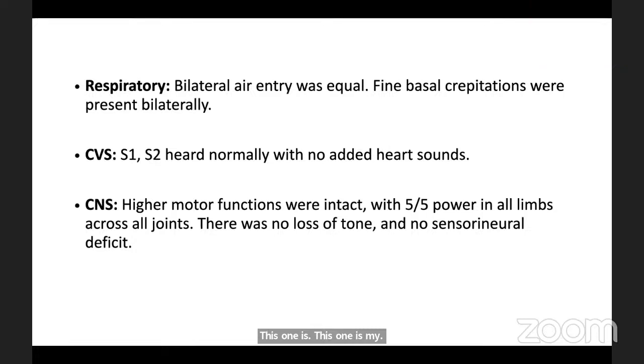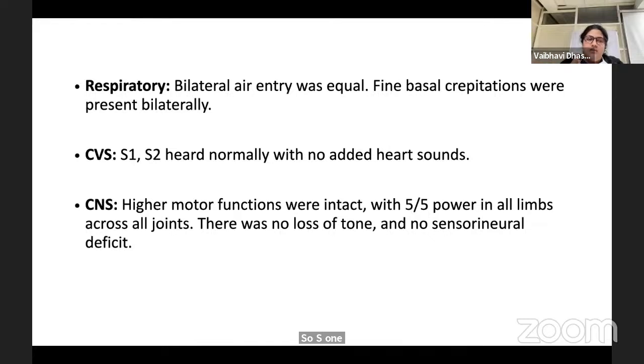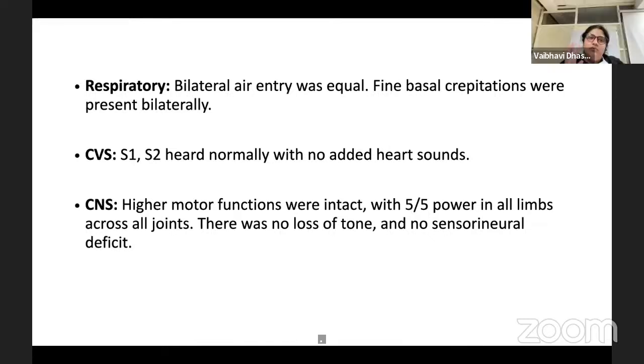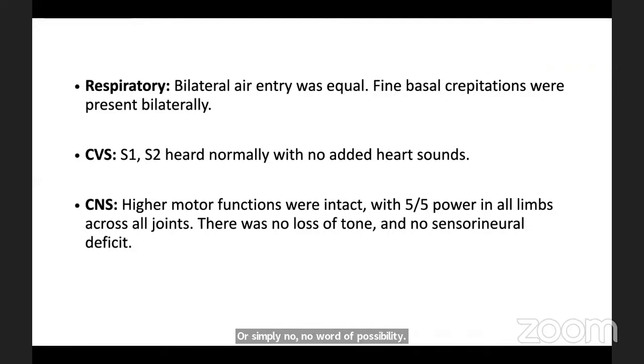So S1, where is the apex beat heard? So the apex beat is heard on the possibly right. No word of possibility here. So left side in the fifth intercostal space, medial to the mid clavicle. Okay, fine, I've understood. Other examiners can take over. Thank you very much.